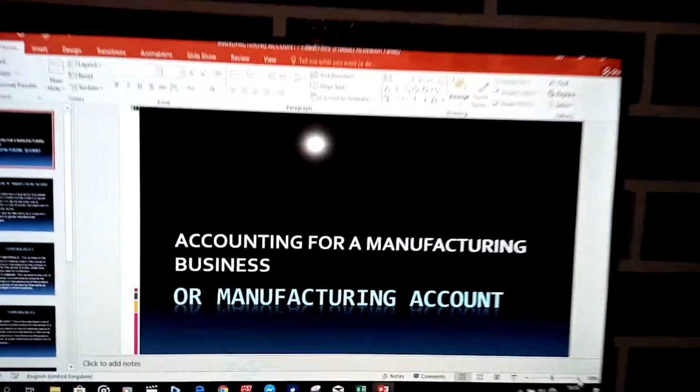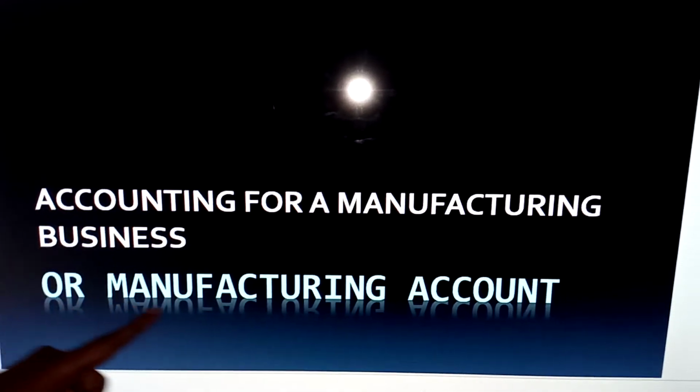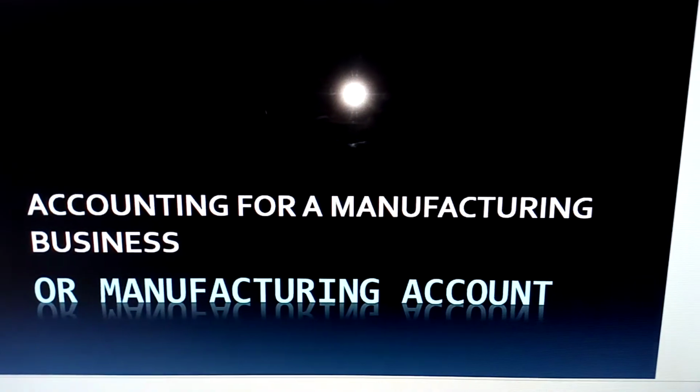Now, in producing this item, there are other items that go into it aside from the materials. We have labor, then we have the factory expenses incurred in producing this item. Now, the essence here is to know the cost of producing this item in the period of production. This will take us to accounting for a manufacturing business, or the manufacturing account.